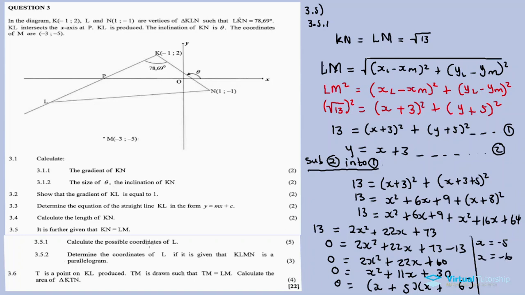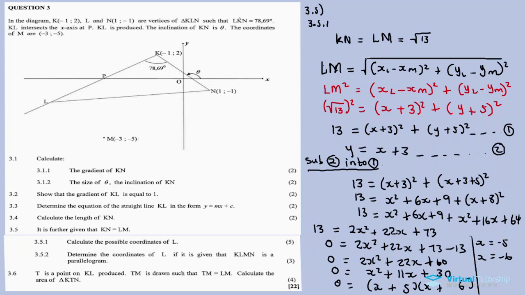So let us think again. Let us think for a moment. The possible coordinates of L. Okay, so we don't have to choose which one is more likely between x equal to minus 5 or x equal to minus 6. But here, we need both coordinates, since they are the possible coordinates of L, so we need both coordinates.